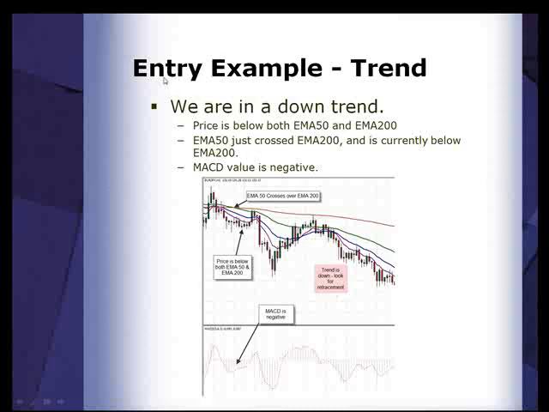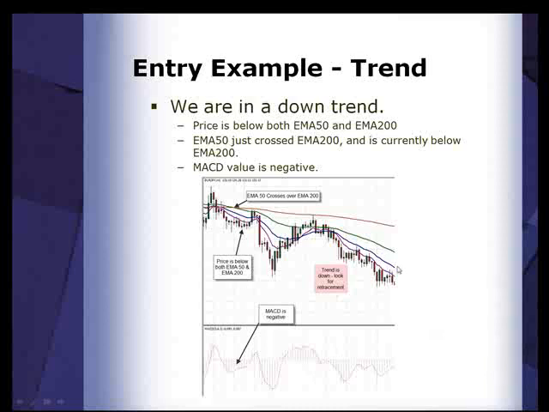So let's look at this on some charts. First of all, we determine we are in a downtrend. So using our criteria, the price is below the EMA 50 and the EMA 200, and in this case it is. Here's our EMA 50, our EMA 200, and the price is currently trading below that. The EMA 50, the green line, has just crossed over the EMA 200, the orange line, and is currently below it, so that is true. And the MACD value is currently trading negative, so on the downside here. So we have established on this chart that we are in a downtrend.